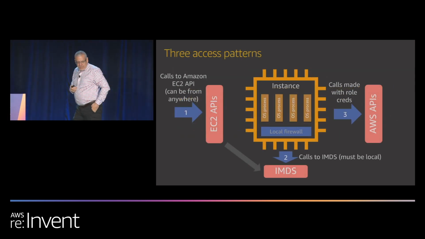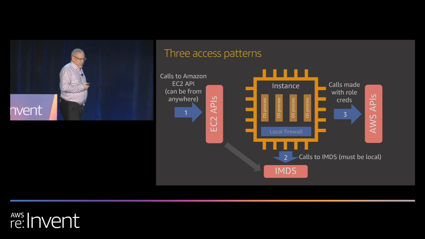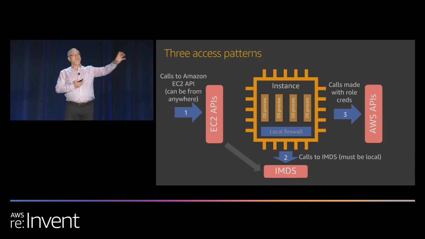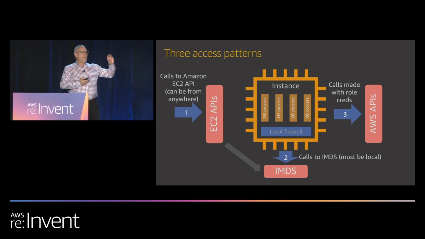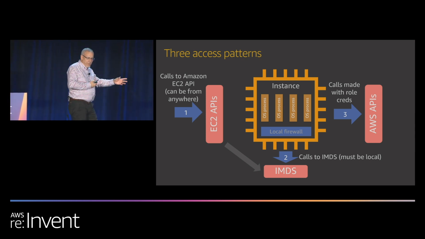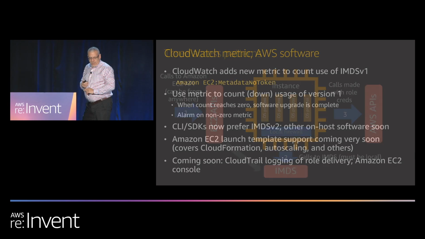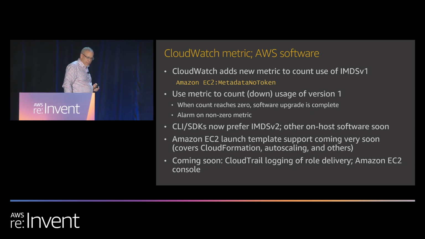Here's our access patterns again, which we'll go back to. So the first set of IAM conditions apply to calling the EC2 API, with the little gray arrow controlling the behavior of the metadata service. And the other IAM condition applies to calls that are made with credentials that come from the metadata service. Okay? Hopefully that's clear.